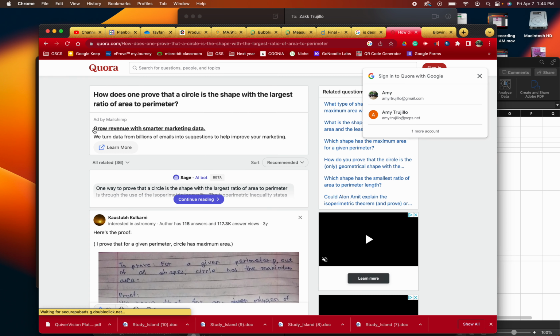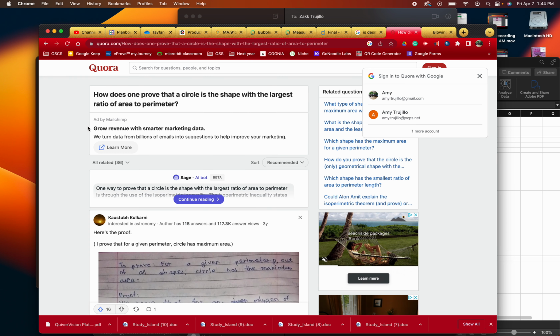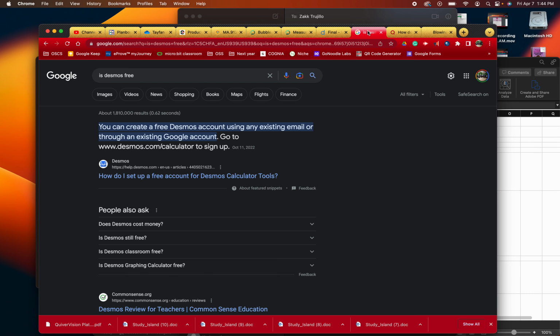And then I was looking at this one: how does one prove that a circle is the shape with the largest ratio of area to perimeter? So maybe something like this too. So this would be real world. It's kind of silly and fun, but it could be real world ones.